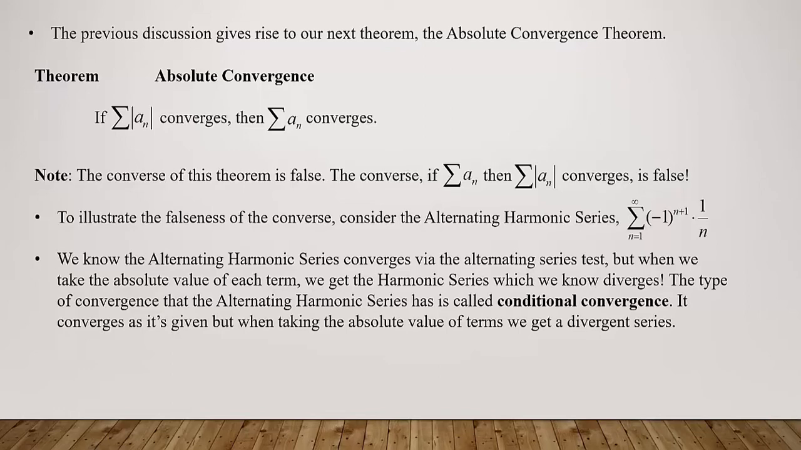What that means is the alternating harmonic series converges as you see it, as it's given to you, under the condition as you see it. But when you take the absolute value of each term of the alternating harmonic series, you get the harmonic series, which diverges. So a conditionally convergent series is a series that converges as you see it, but when you take the absolute value of each term, you get a series that diverges.